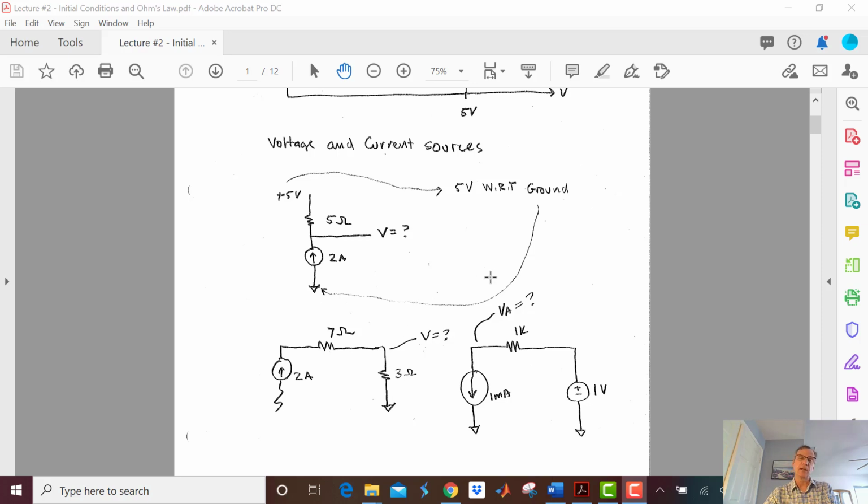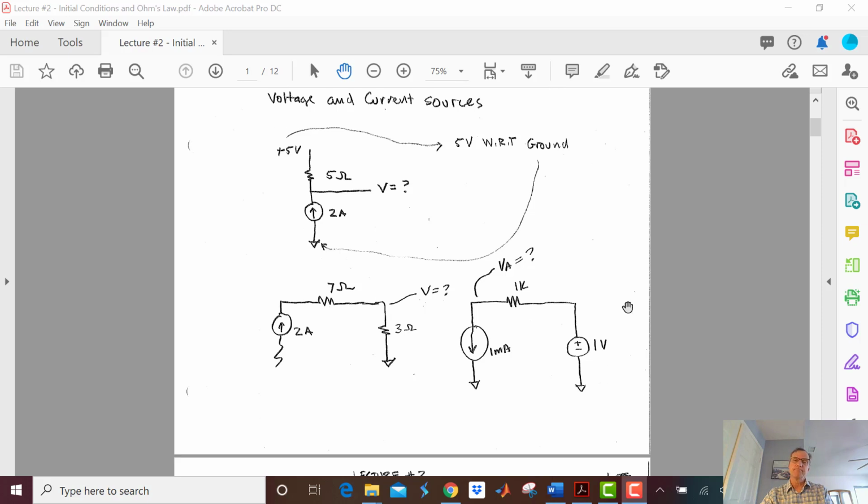Now let's use KVL on the fly. Start at 0, go up 2 times 3, 6 volts, and I have 6 volts. Or in other words, 2 amps times 3 ohms. But this end is nailed down, so this has to be at plus 6.